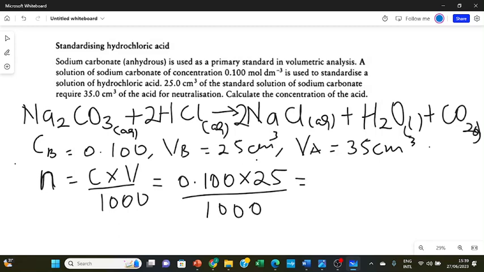So let me just use my calculator. 0.100 times 25 divided by 1000. So you have 0.0025 what? Moles of what? Sodium carbonate. Of sodium carbonate.